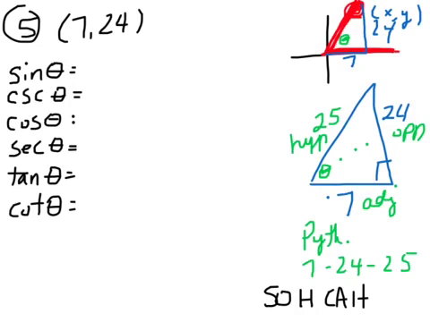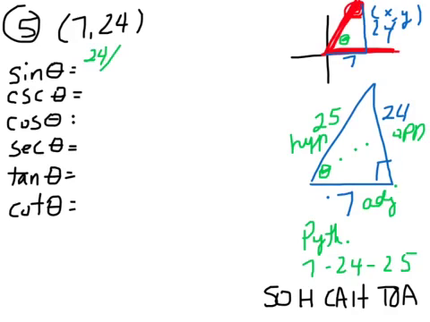And again, if you need to write it down to help you remember, do. I'm just going to write it there so I can refer to it. The sine is the opposite over the hypotenuse. So if we look at the sine value, opposite is 24, hypotenuse is 25, so 24 over 25.